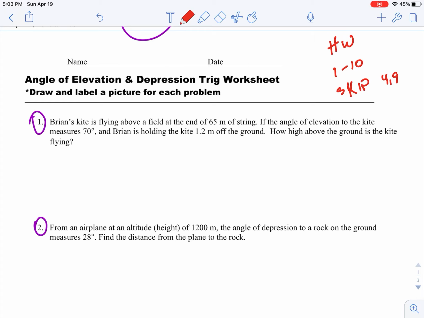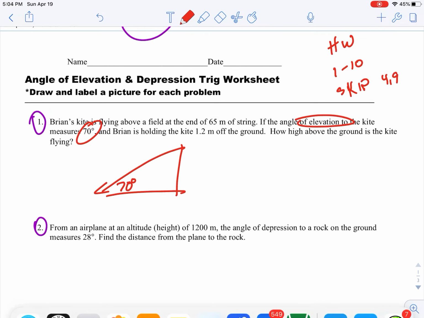Brian's kite is flying above a field at the end of a 65 meter string. The angle of elevation. Okay, so that's what I wanted: elevation, so I know to draw my triangle like this. Now, 70 degrees is the angle. You could put an E there because it's elevation. It'll always look like that, but because we have a number, I'm going to get rid of that E.